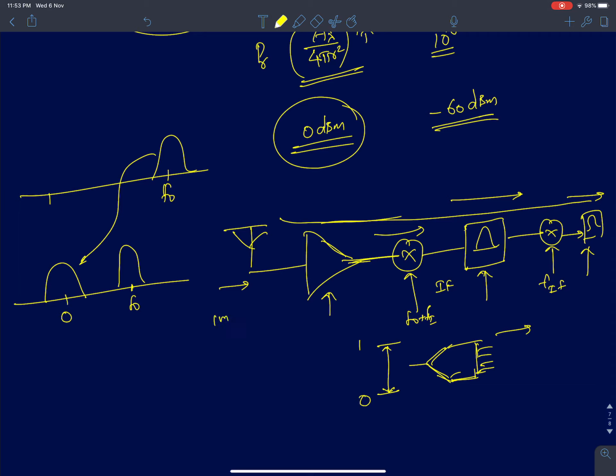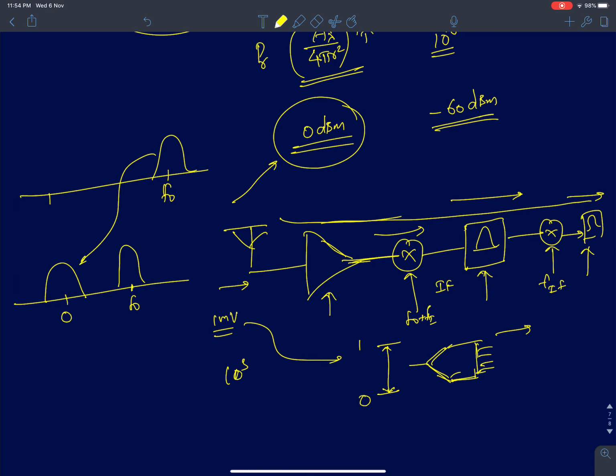Say for example, I'm receiving a 1 millivolt signal. I want to expand it to 1 volt. Then all I need to do is just multiply it by 1000 times. I need to have a gain of 1000. Now here I've assumed 0. I'll just come back to the problem of power reception.